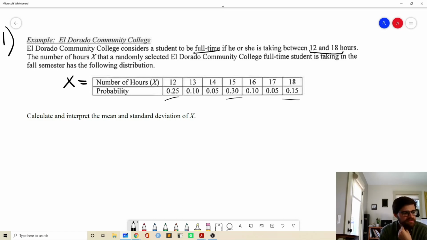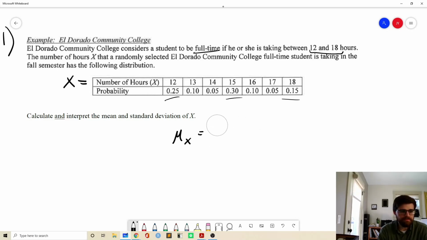Okay, so for this it says to calculate and interpret the mean and standard deviation. So first we can do the mean of X. The mean of a random variable goes by another name as well, called the expected value. We call that E of X. These mean the same thing. You can use these notations interchangeably, but you should recognize both.